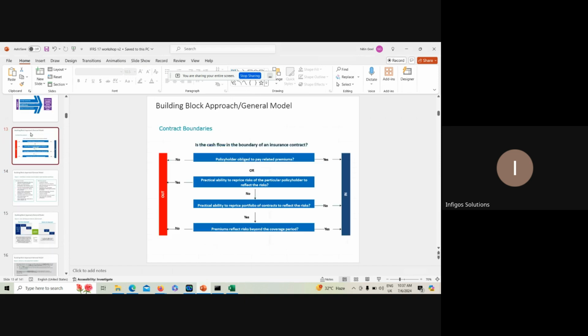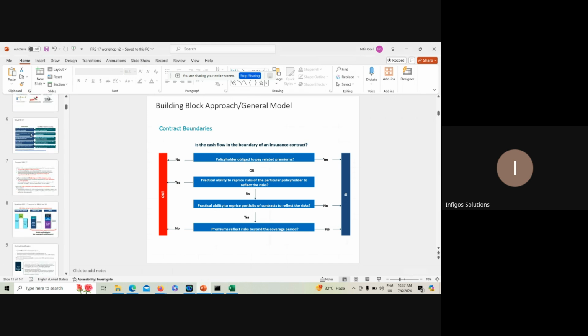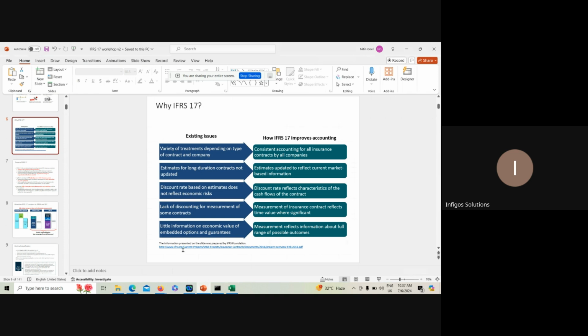They have main problems with the... I'll come back to the original slide. These are the main problems which they have with IFRS 4.